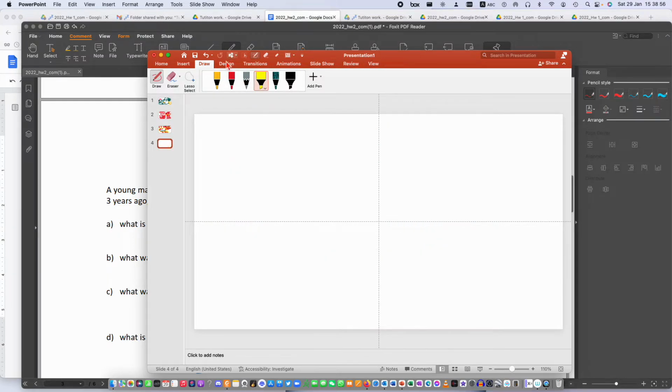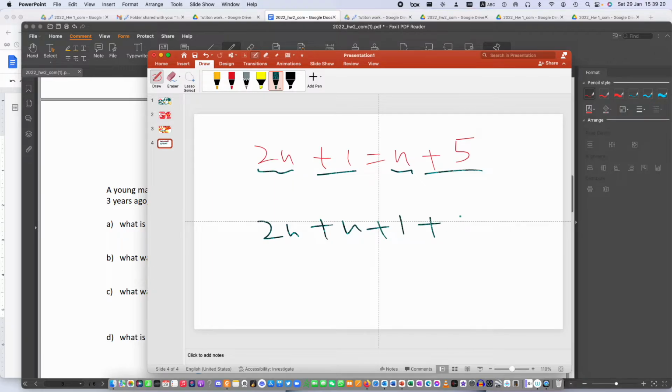What if you have this? What do you need to do? Underline similar terms, right? After that, what do you do? Move over and then rearrange. Yeah, so that is the objective. Then what if you have this? What do you do? Same thing, underline similar terms. Then what do you do? Move over. Is there anything for you to move over or not?